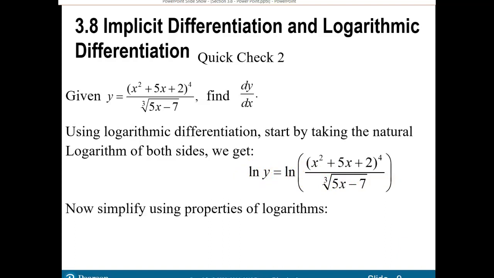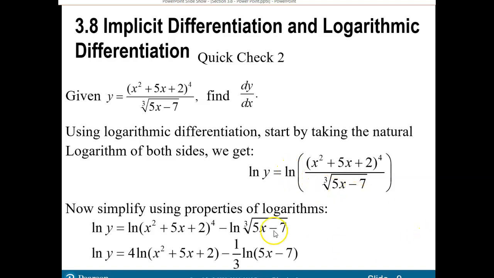Now we simplify using properties of logs, mainly simplifying your right side. So the first thing here is we have a quotient. So we're going to start by splitting it into subtraction. So the log of the top minus the log of the bottom. Next, again, our power property allows the powers to come down. So 4 comes down in front of this one, and then this cubed root, remember, is 1/3. So that 1/3 power comes down in front of the second one. The left side does not change.